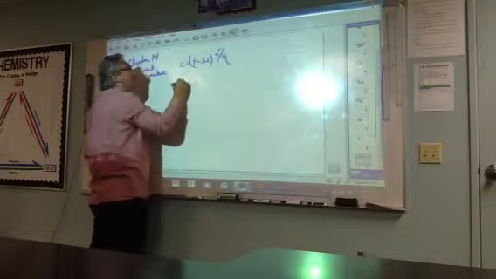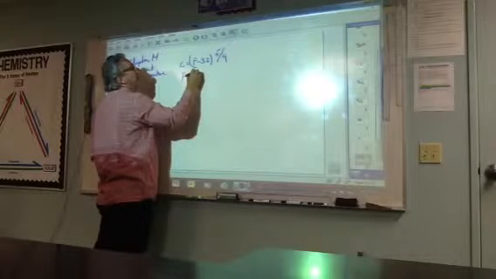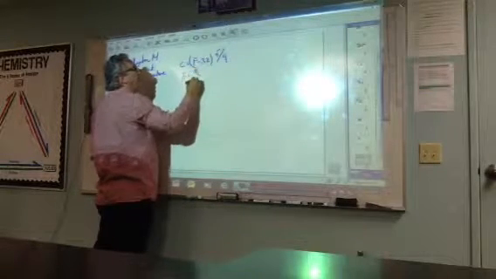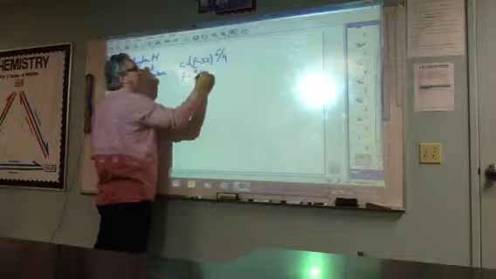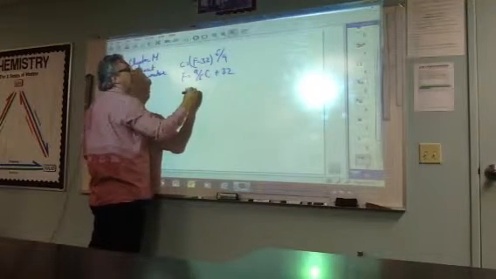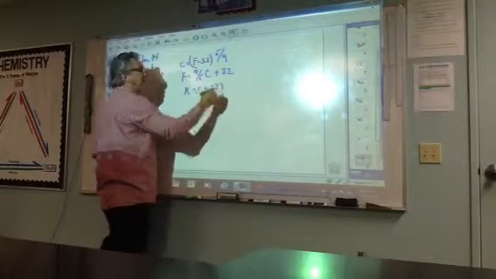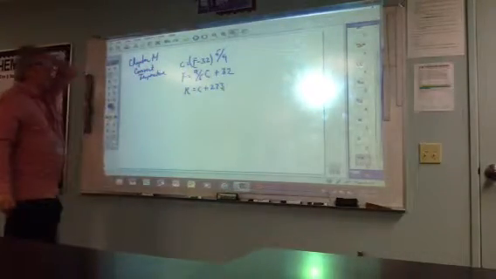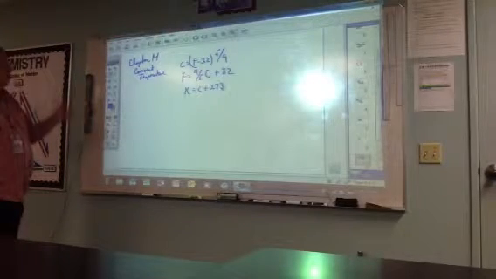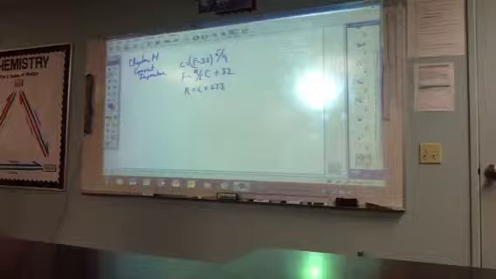The Fahrenheit would be 9/5 the centigrade, and then add 32. And the Kelvin is your centigrade plus 273. So those are the formulas you should use. Just look at the problem, see what it asks you, and convert it. Should not be that difficult.